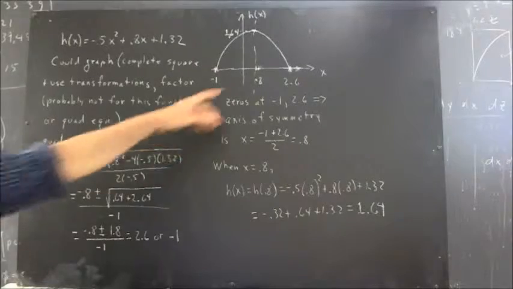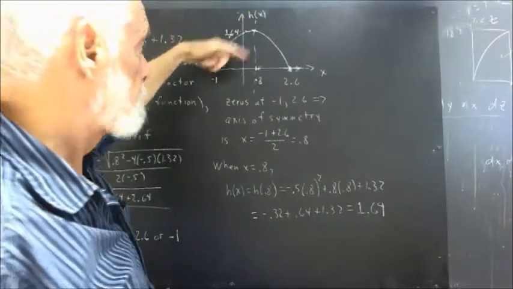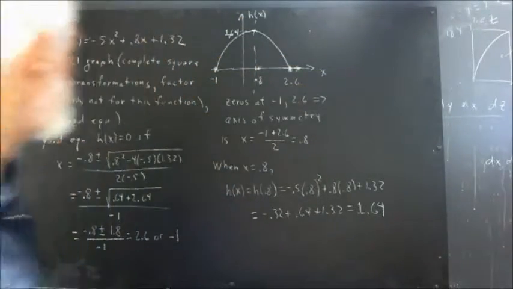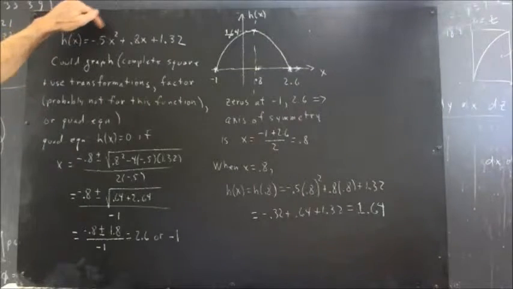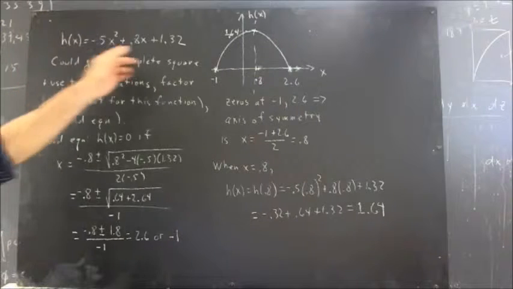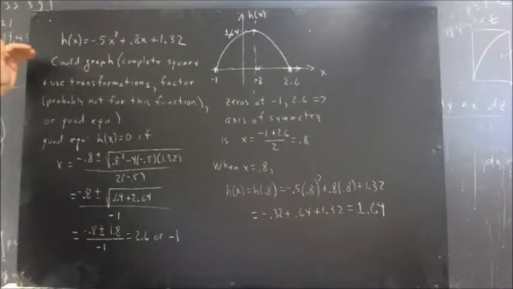And our model is going to be h of x, h being the height above the floor, and x being how far we've gone in the horizontal direction. So h of x is negative 0.5 x squared plus 0.8 x plus 1.32 for the particular model we have in mind. Okay?